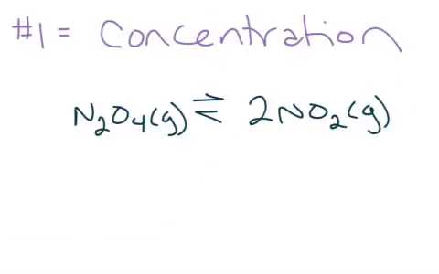The first type of stress that reactions can have is a change in concentration. Let's say you've got this reaction going and it's at equilibrium right now, and I'm just going to add a large amount of N2O4 to this system. So you've got a chamber with two gases floating around in it, they're at equilibrium, and all of a sudden you pump in a bunch of N2O4.